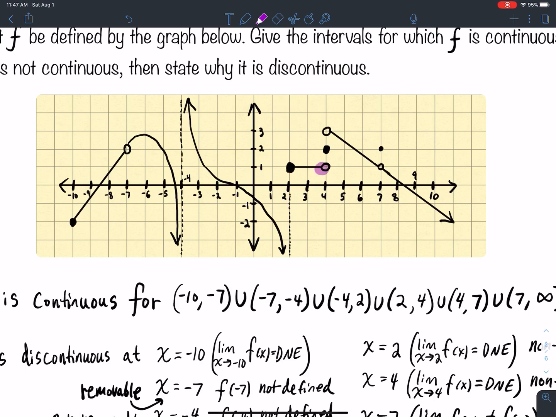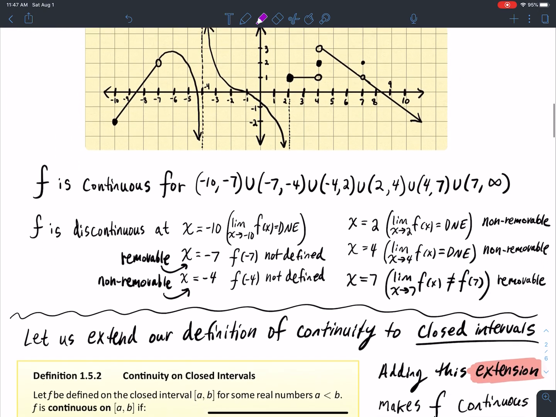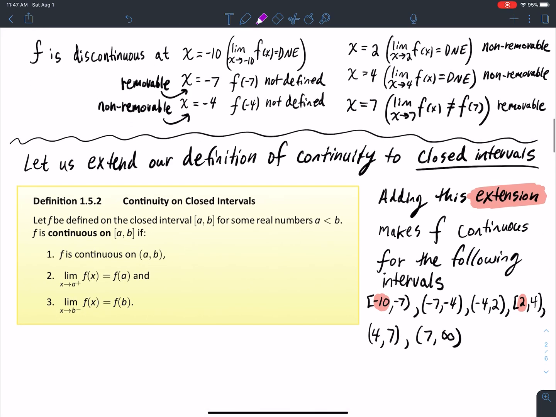However, if I do the right-handed limit there, the limit actually does exist at 2. So at x equal to 2, all of a sudden you do end up getting this bracket thing going on here. Typically, textbooks don't go into this closed interval definition, but for whatever reason, this one does.